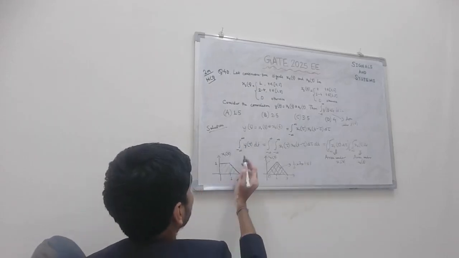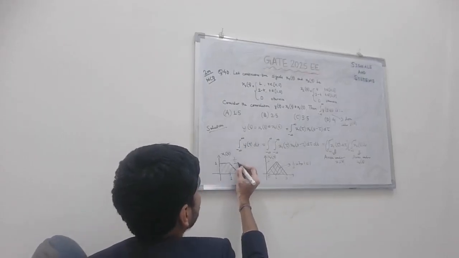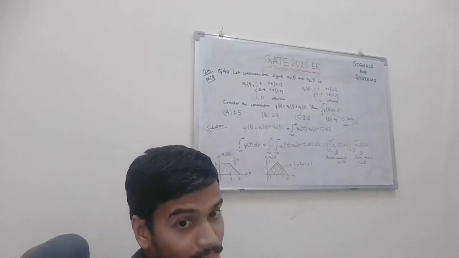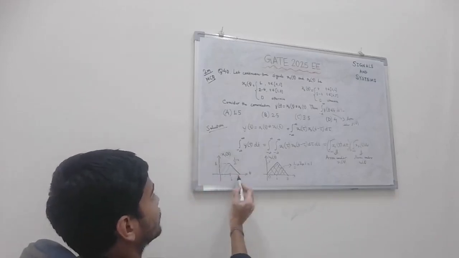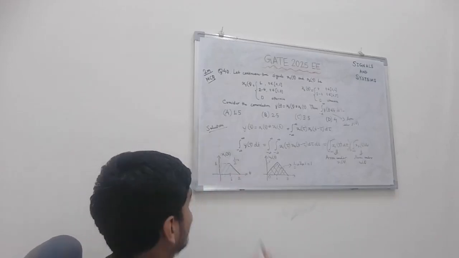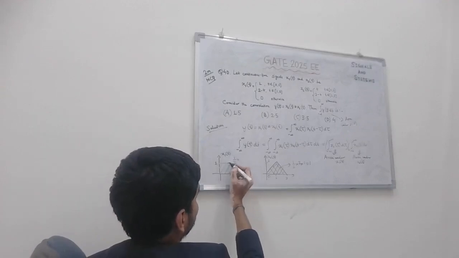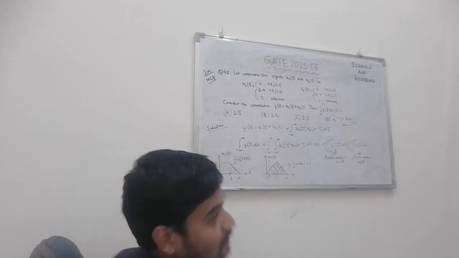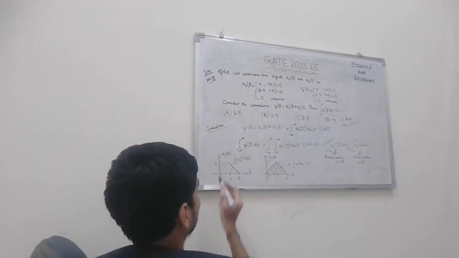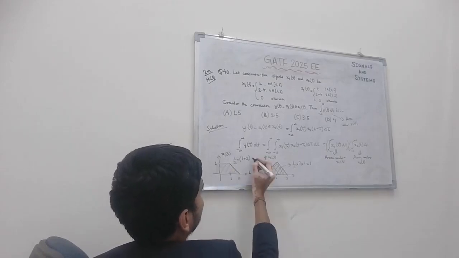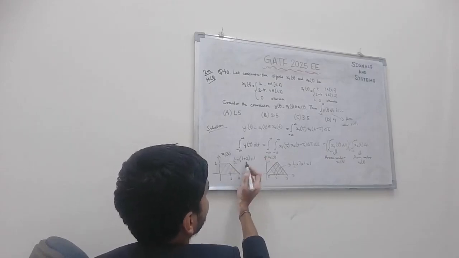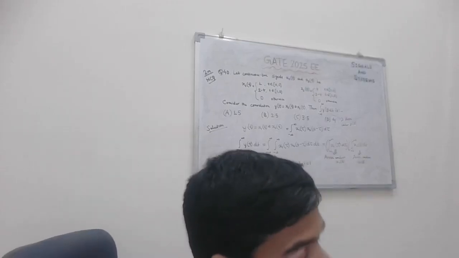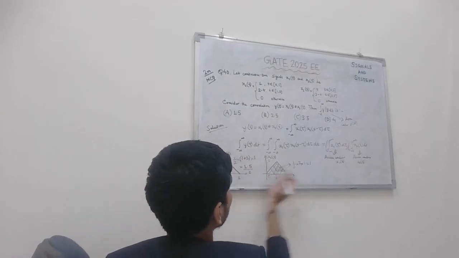And this area will be what? Half into sum of parallel sides. This is the parallel side and this one is the parallel side. Right? These are the parallel sides. So it will be half into sum of parallel sides. This length is 1, this length is 2. Sum of parallel sides into height, the distance between the parallel sides. What is it in this case? 1. So it will be half into 3 into 1, that is 1.5. So the area under x1t is 1.5 and the area under x2t is 1.